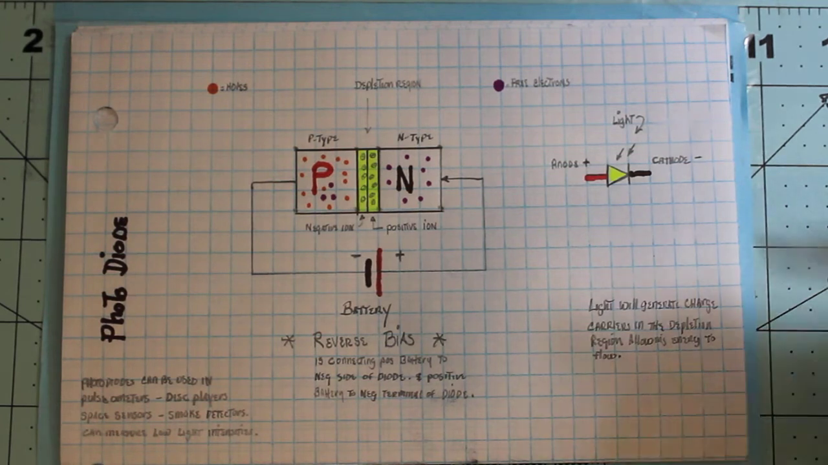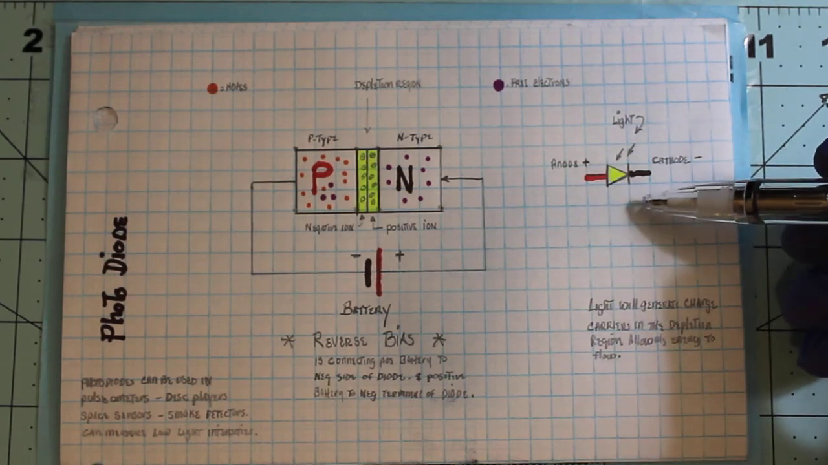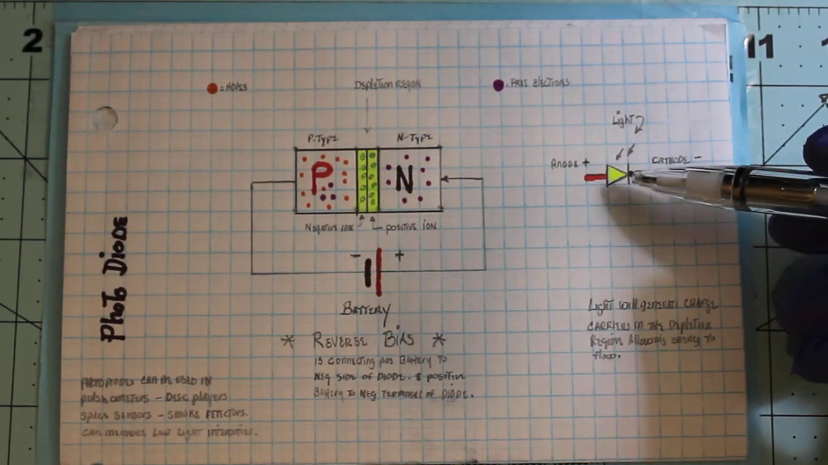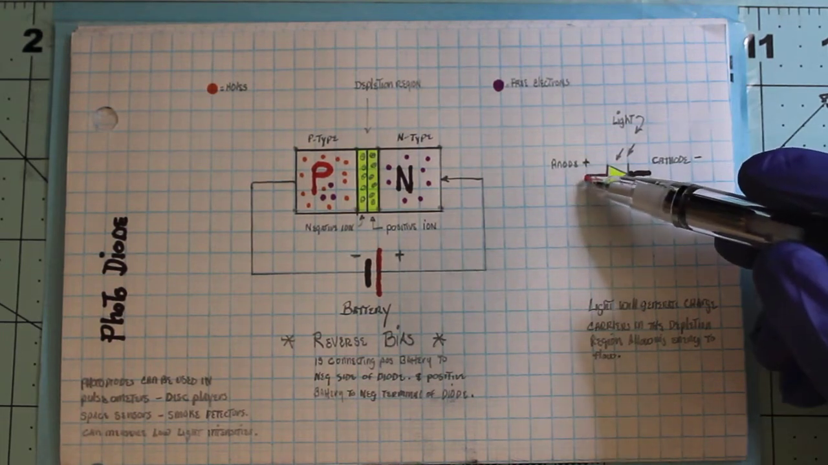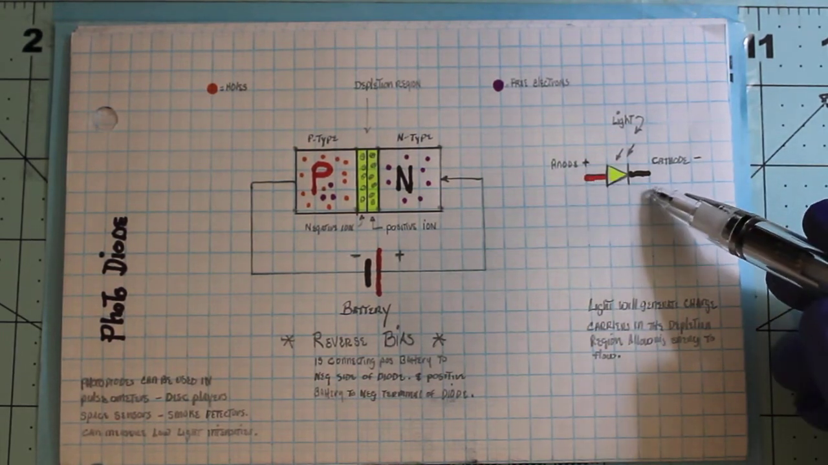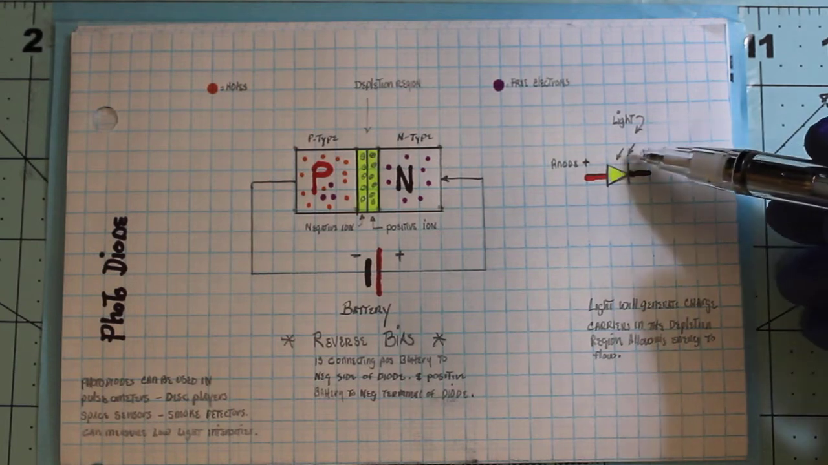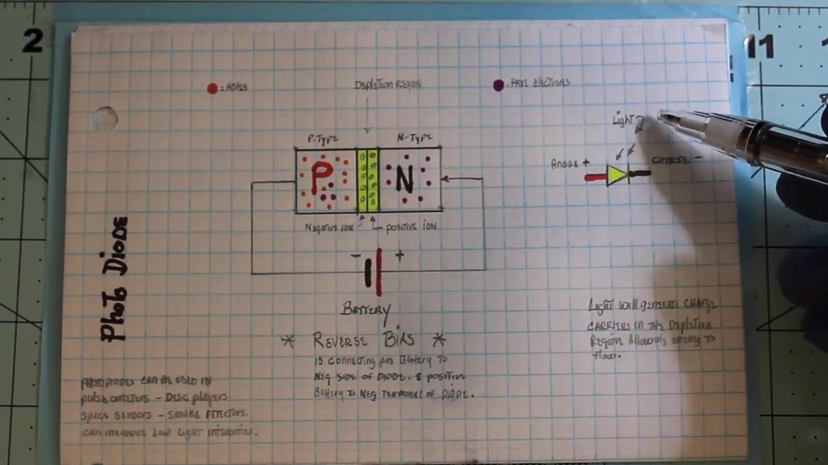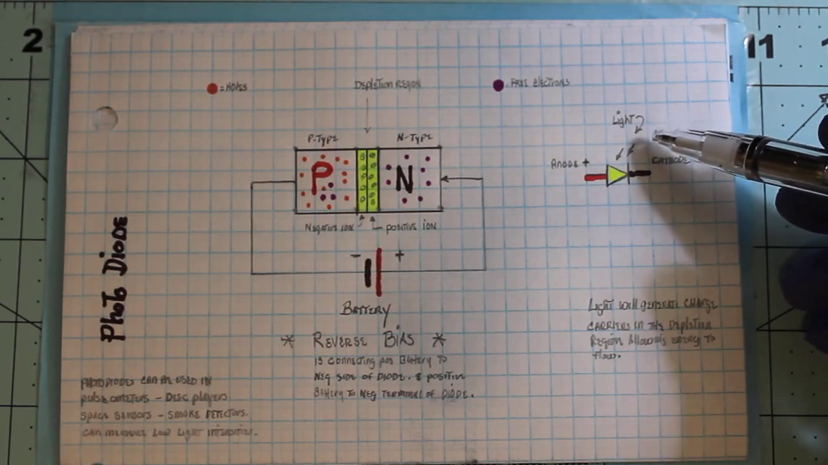This over here is the symbol of a photodiode. As you notice, you have an anode side and you have a cathode side. And these little arrows represent light, which is used to activate the photodiode.